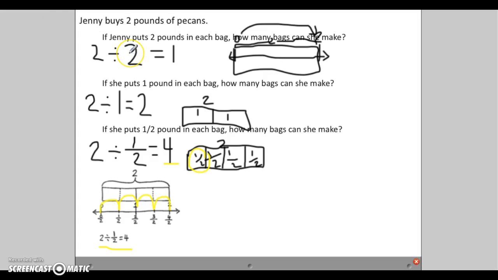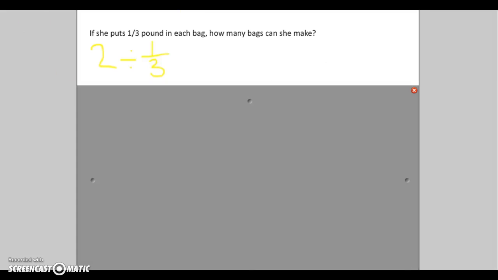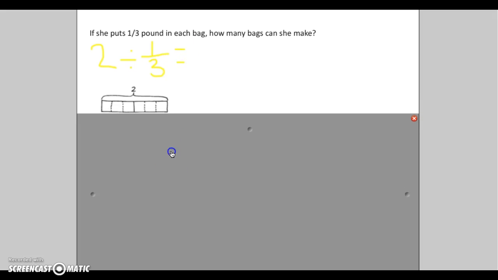Look at our pattern. Dividing by 2, I get 1. Dividing by 1, I get 2. Dividing by half, I get 4. My answer here should be even bigger than 4 then, because my bags are all smaller. Let's take a look and see what this looks like.